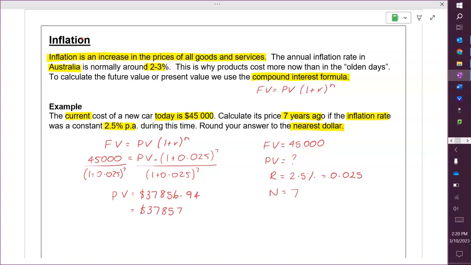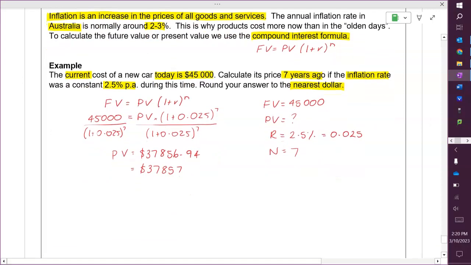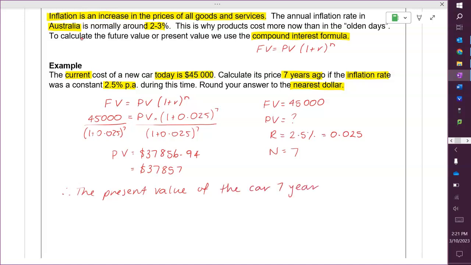$37,857. Now, again, this is a worded question, so we need to make sure we end this with a worded answer. So therefore, we're finding the present value. Therefore, the present value of the car 7 years ago was $37,857.